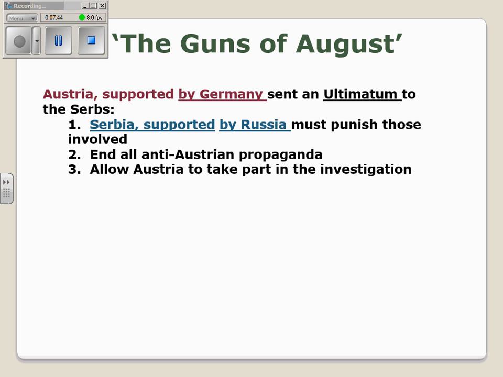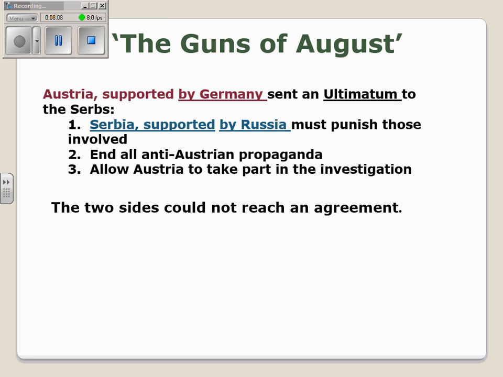And this means, guys, that the Germans are responsible. So let me just say that one more time. Austria is supported by Germany. They send an ultimatum to the Serbs. They say, you need to find everyone who's involved in this, and you have to allow Austria to participate.